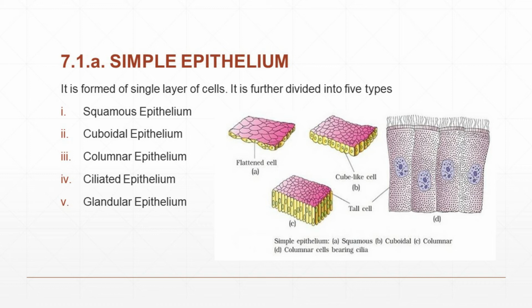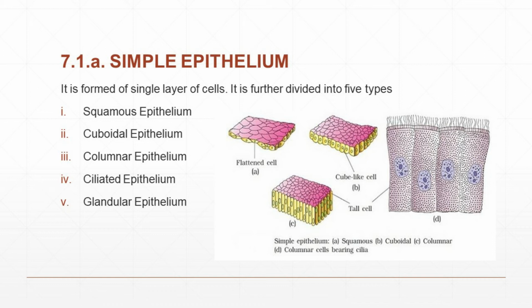The next one is ciliated epithelium. Ciliated means cilia, hair-like growth. Certain columnar cells bear numerous, that means many, delicate hair-like outgrowths called cilia and are called ciliated epithelium. It is seen in the trachea or windpipe, bronchioles of the respiratory tract, kidney tubules and fallopian tubes of the oviduct. All these diagrams are given. You can refer to that also.